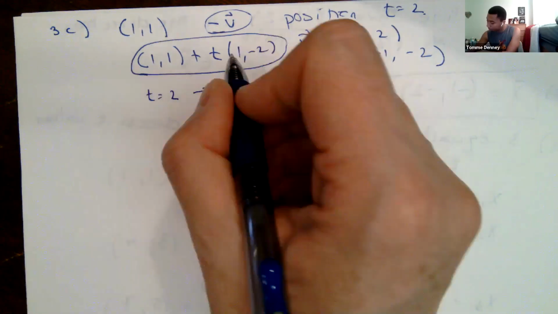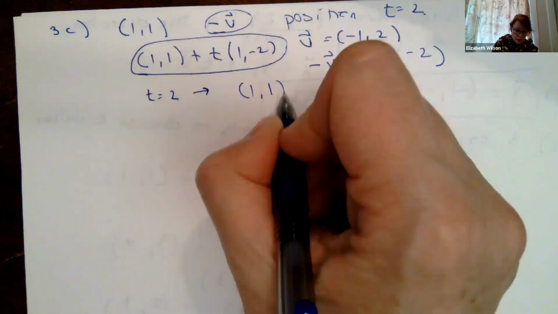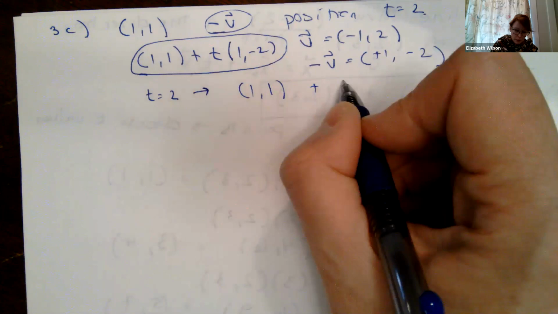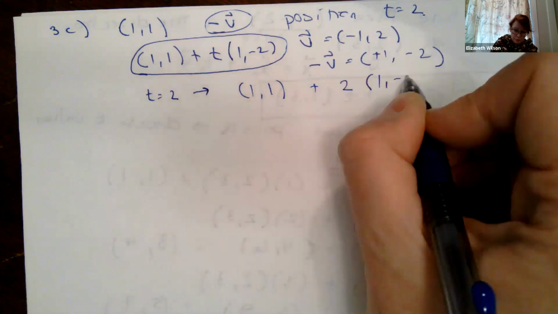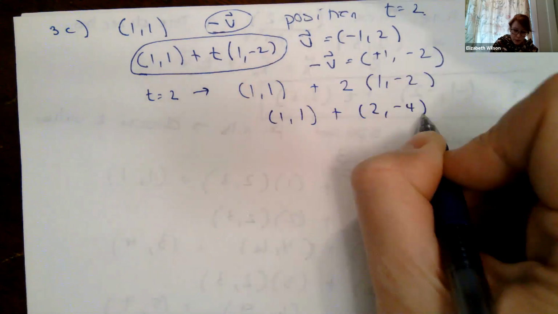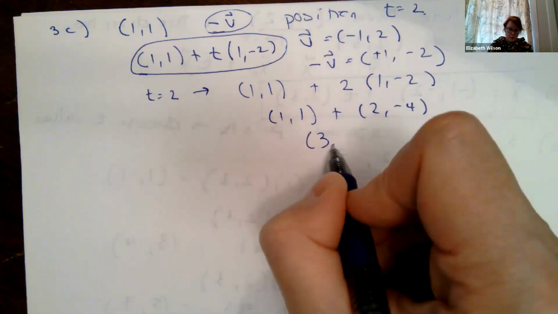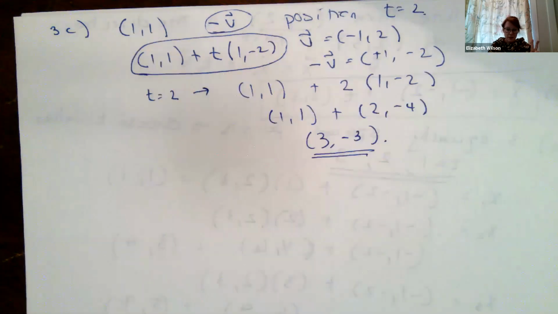I'm going to go (1, 1 + 2(1 - 2)), which is (1, 1 + 2 - 4). 1 plus 2 is 3. 1 plus 2 minus 4 is minus 3. So that's the position for our second object at time t equals 2.